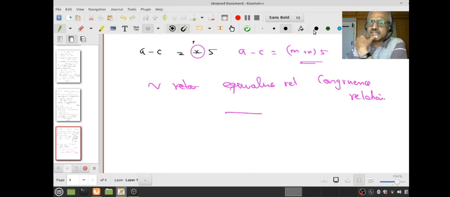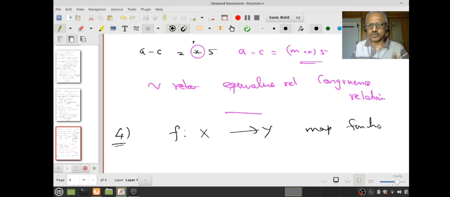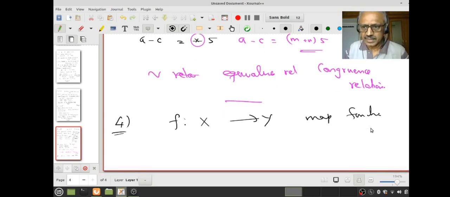Okay. Now the last example, this is another most important example. Usually this example is never discussed. But in practice, in my opinion, this is one of the most important natural examples. Suppose f is a function from X to Y. Just any map, any function. Not necessarily one-one, not onto, not bijection, nothing. It's just a map, right?